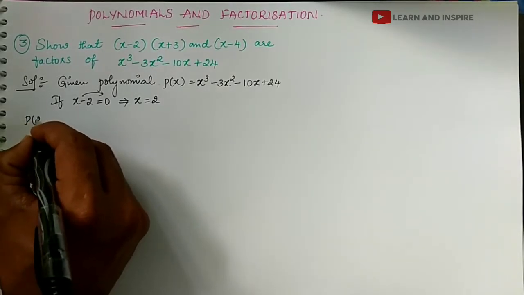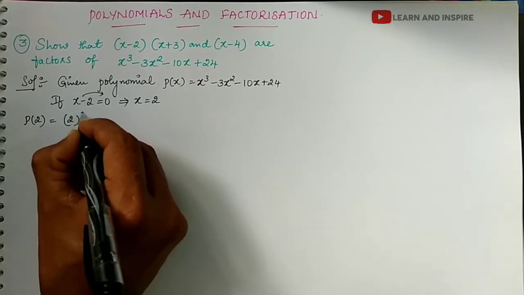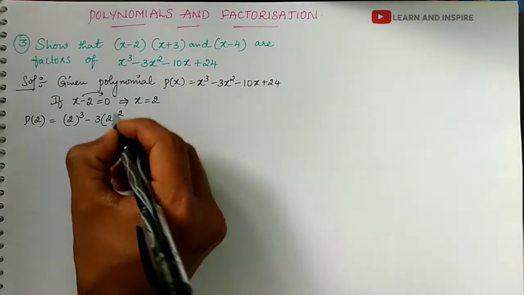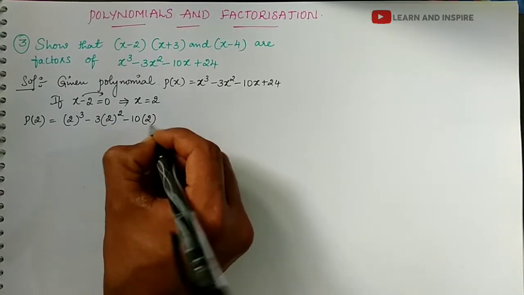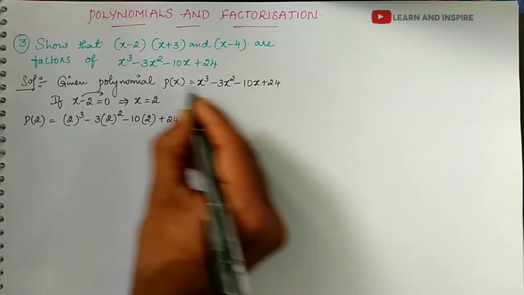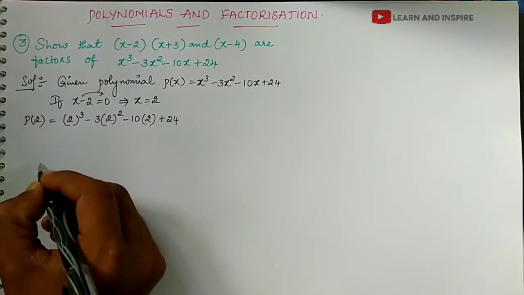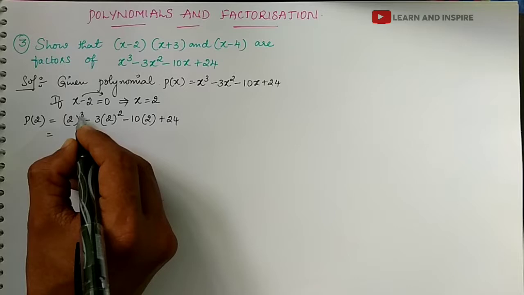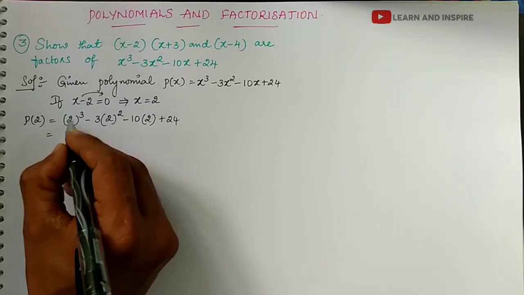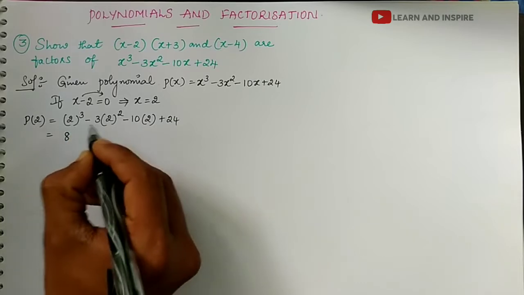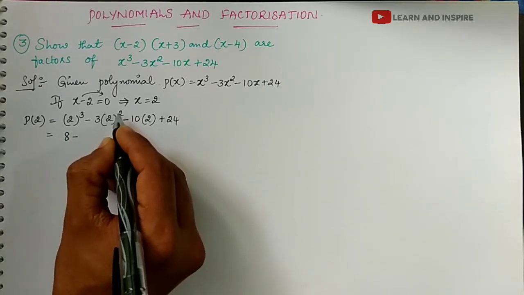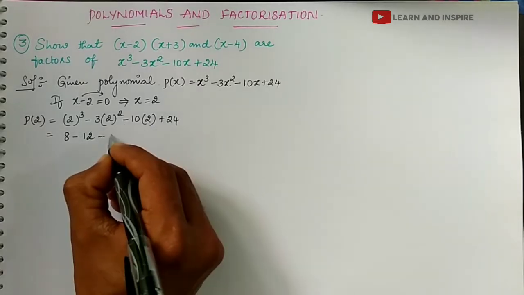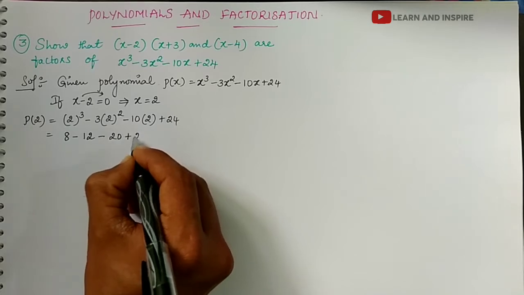So p of 2 equals 2 cube minus 3 into 2 square minus 10 into 2 plus 24. In place of x, we substituted the value 2. 2 cube is 8 because 2 is multiplied 3 times, 2 into 2 into 2. So 2 multiplied 3 times gives 8, minus 2 square is 4, 4 into 3 is 12, minus 10 twos are 20, plus 24.